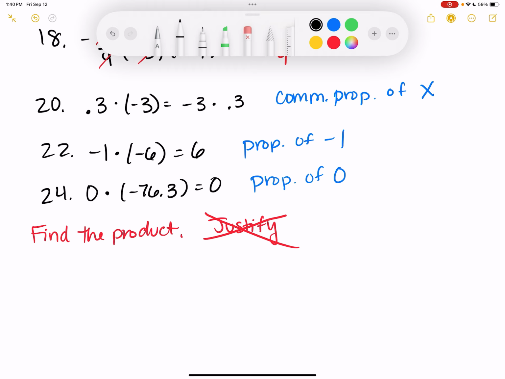28. Y times -2 times -8. So we're just basically combining all of this stuff together. So I would do the -2 times -8 would give me a what? 16. Positive 16 times y. We just write 16y like that.